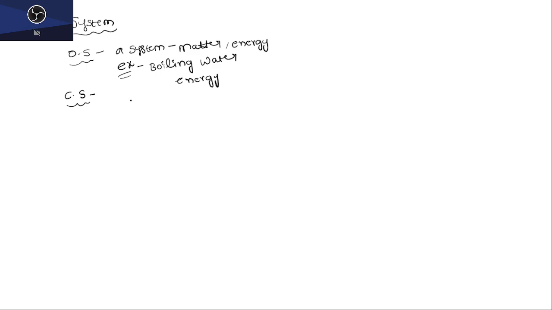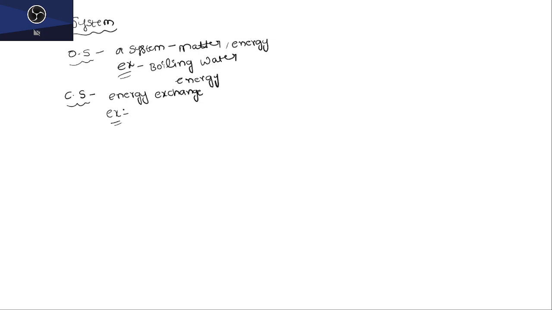What is a closed system? If you carefully observe a closed system, it is a system that can exchange only energy with the surrounding environment, but not matter. It is going to exchange only energy but not the matter. Such a system is called a closed system.